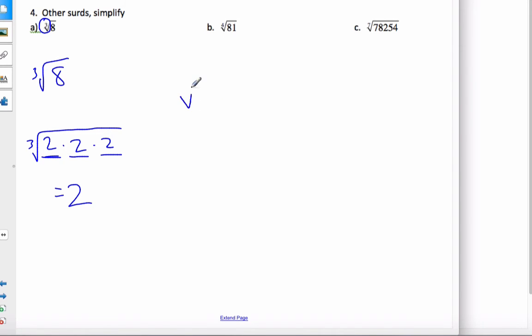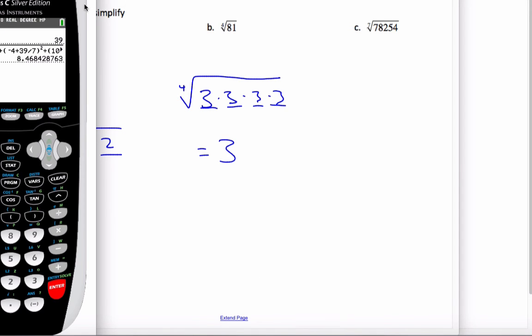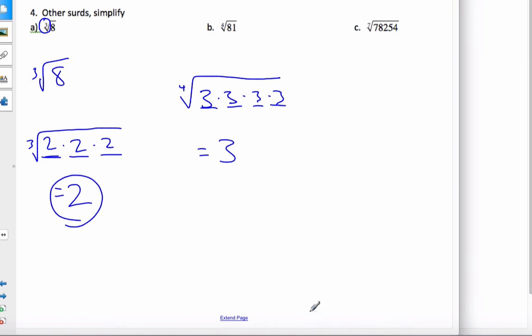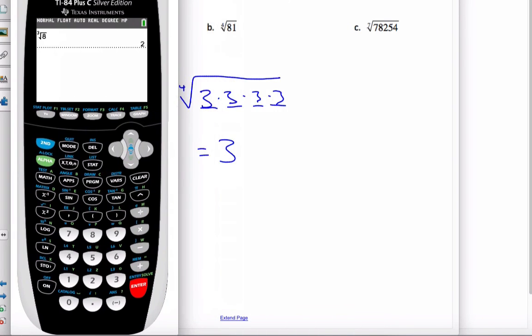This one is saying there's a little 4 there. What times itself 4 times gives you 81? Well, that's 3 times 3 times 3 times 3, which is the 4th root of 81, equal to 3. If we're not so sure with this, we can call our calculator to do it for us. This first one, to find it, I go to my math menu. I go math, and number 4 there has a cube root. I can say 8, enter, and I get 2. That's 2 here.